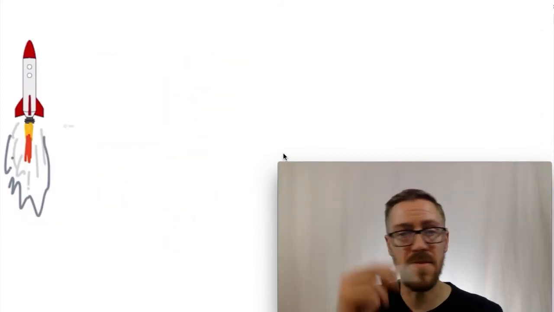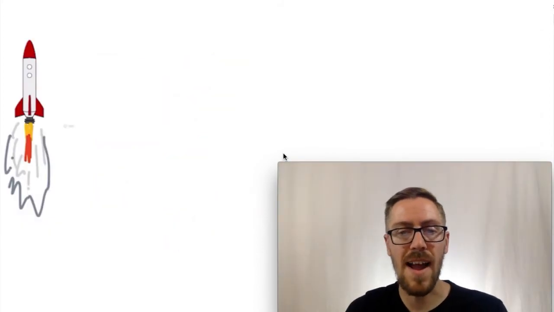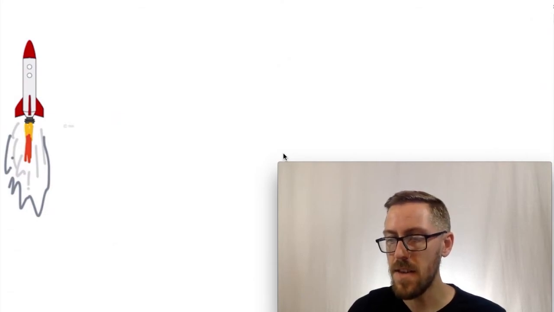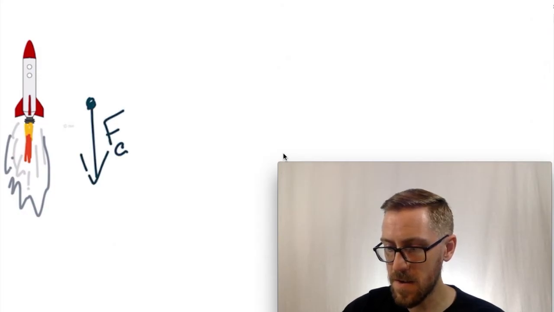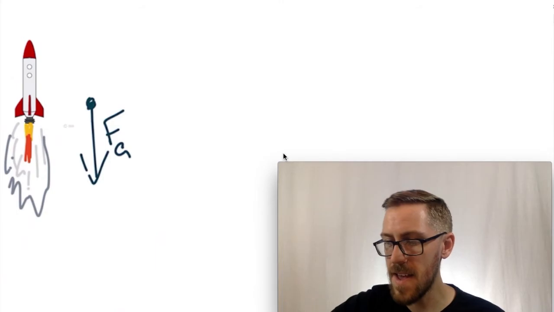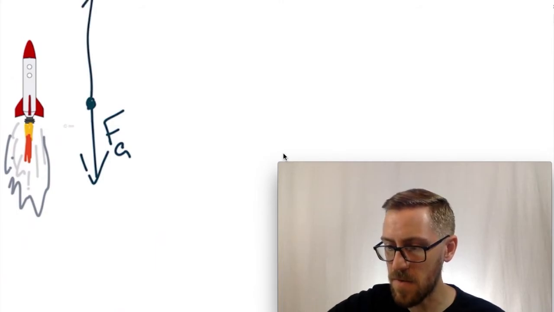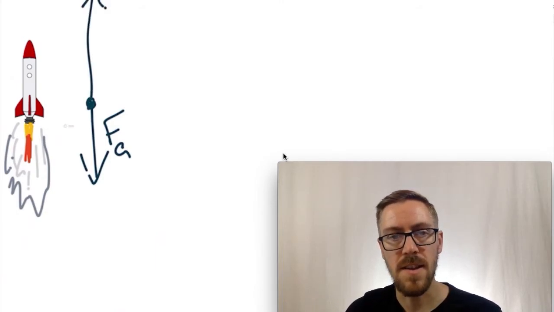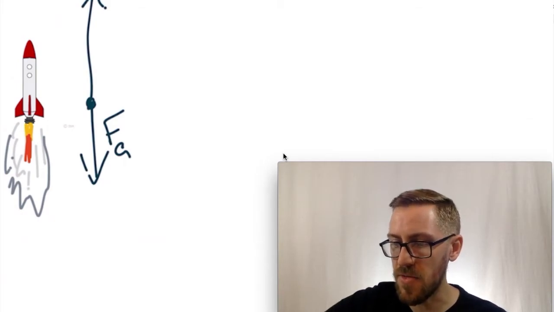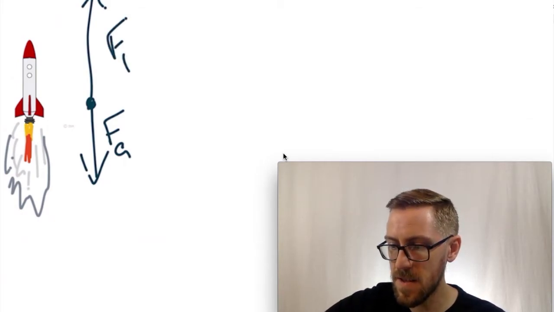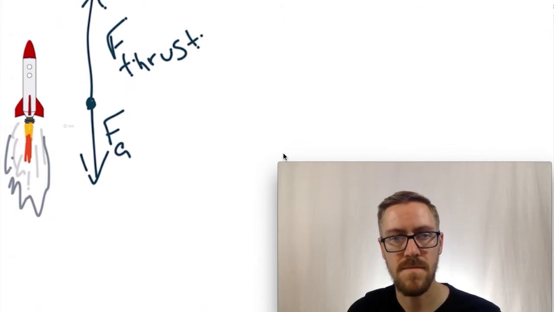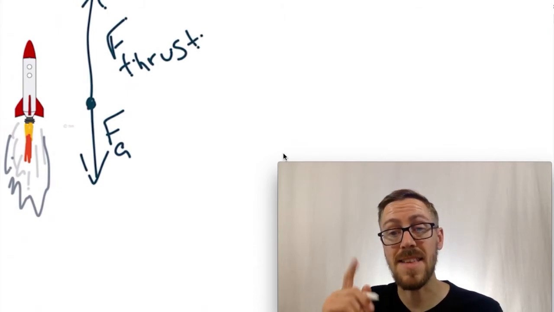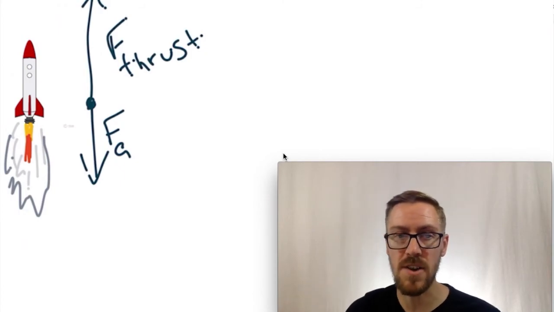So here's an example that's just up and down. If we have a rocket that's blasting off, we have two forces. Gravity, as always, and then this upward arrow needs to be longer than the downward arrow. We call that thrust, because it's gaining speed in an upward direction.